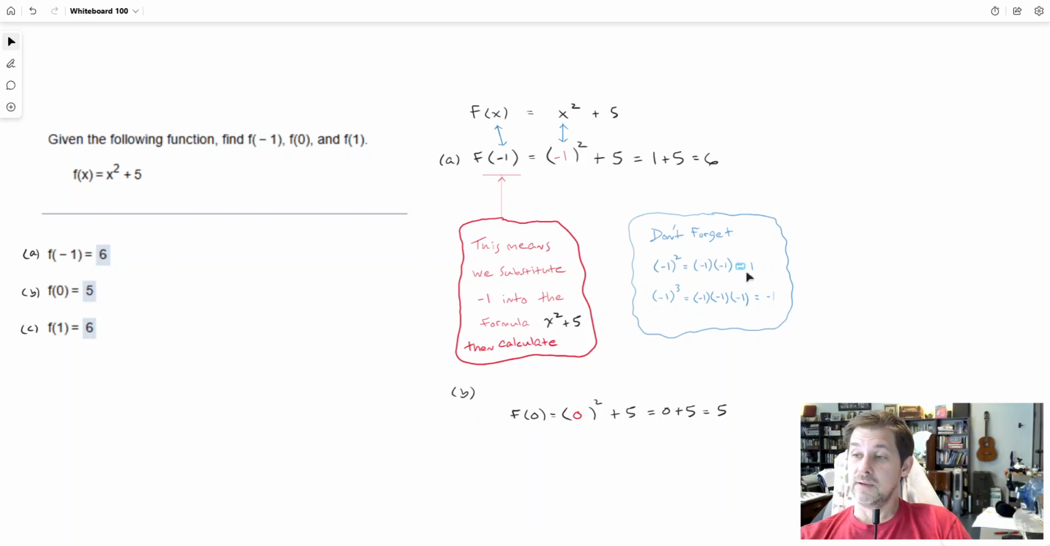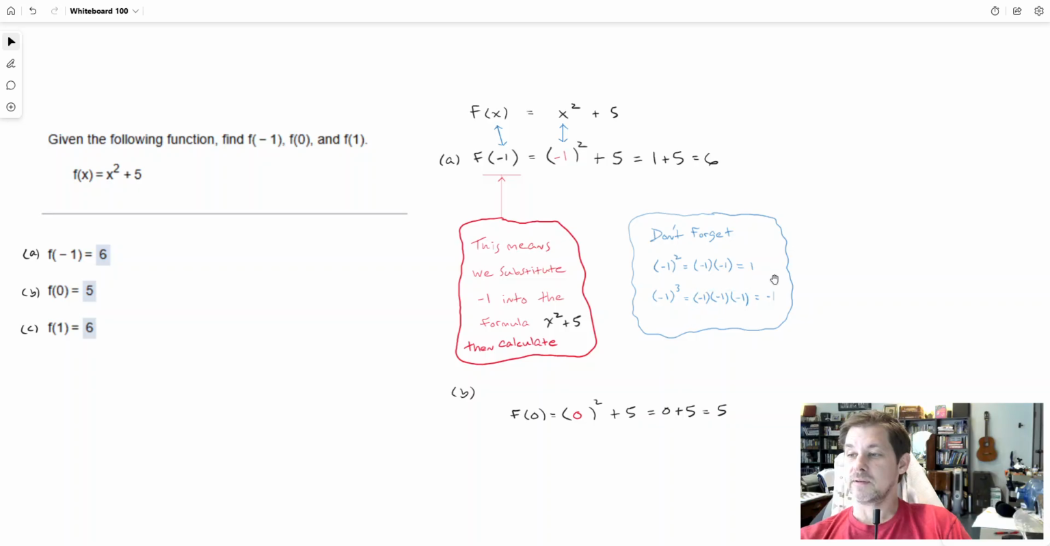Just by comparison, if I happened to have negative 1 to the third power, I don't have that here, but if I did, then it would be multiply negative 1 by itself 3 times, which is negative 1 times negative 1 times negative 1. If you do these multiplications one at a time, you'll get negative 1 as a final result.